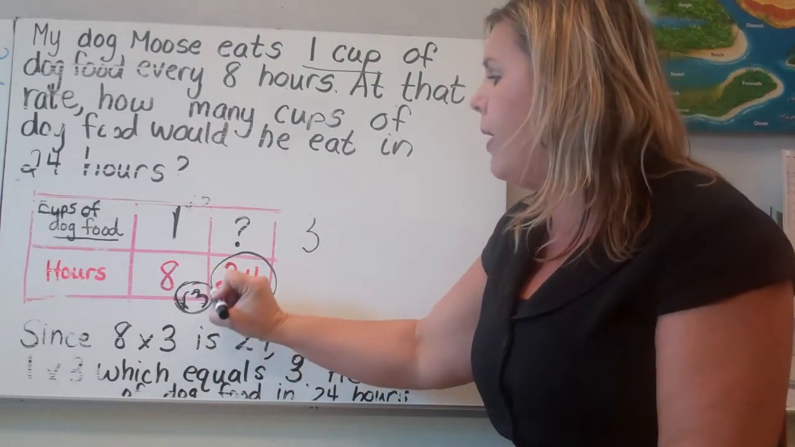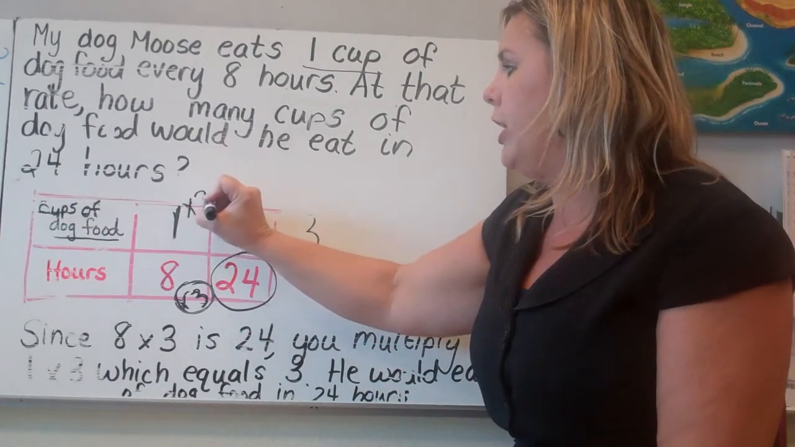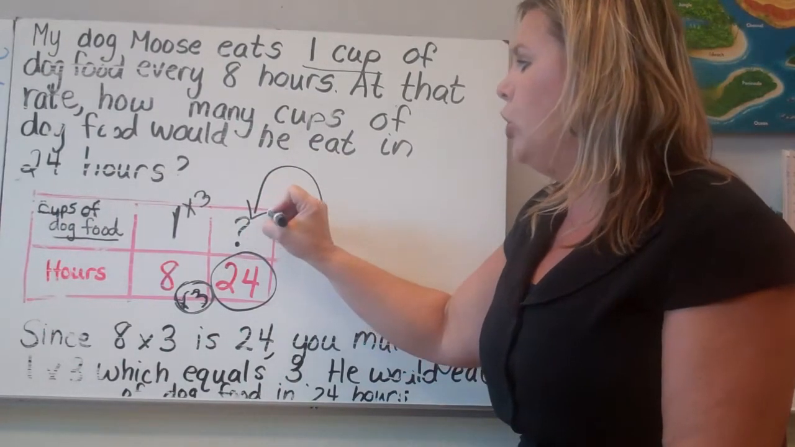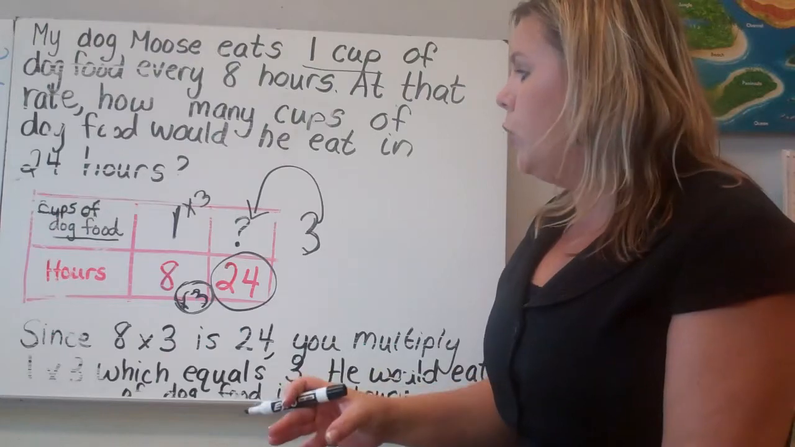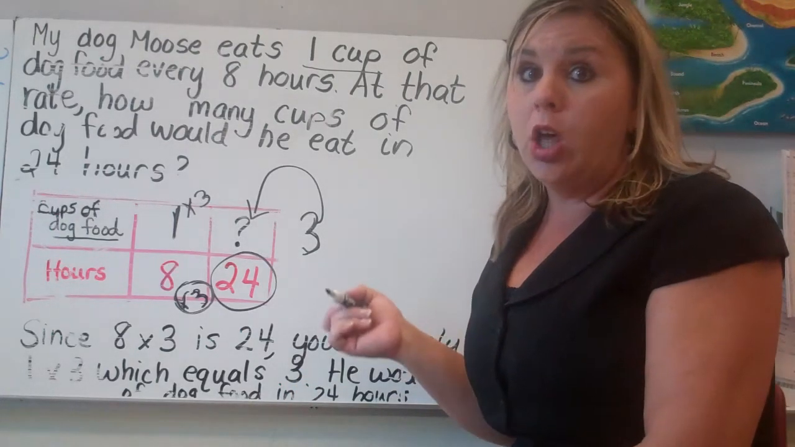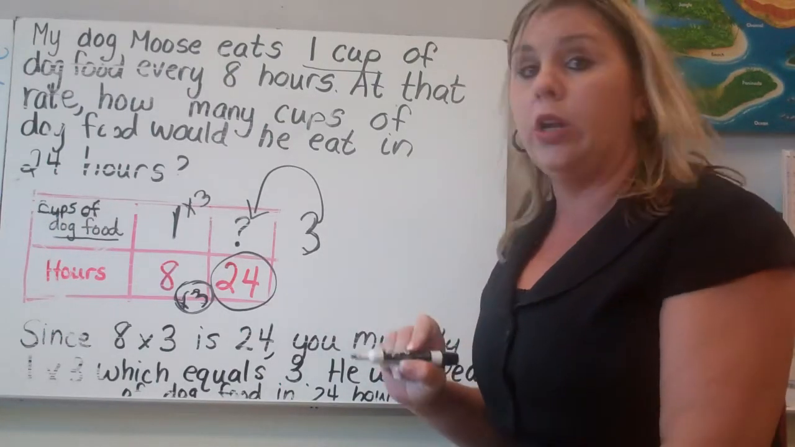And whatever you do on the bottom here, you need to do on the top. So 1 times 3 equals 3. And that's the number that we're looking for. So in other words, the ratio table has been completed. My dog will eat 3 cups of dry dog food in 24 hours.